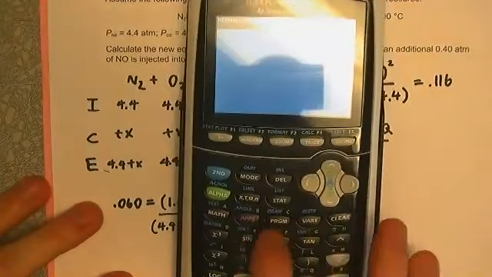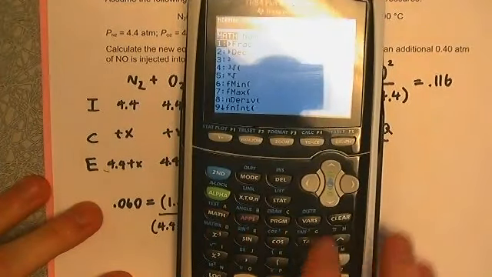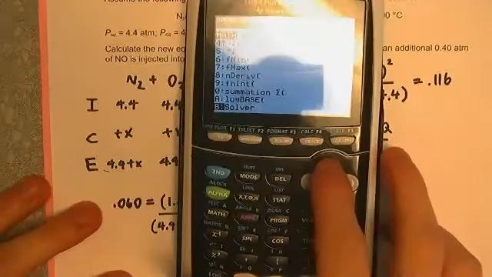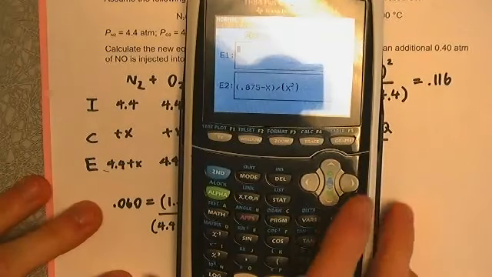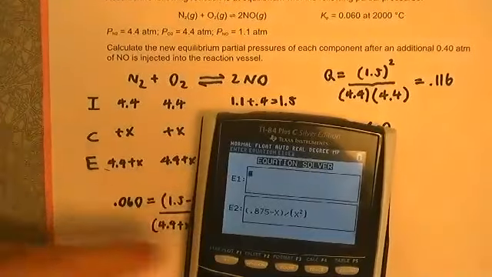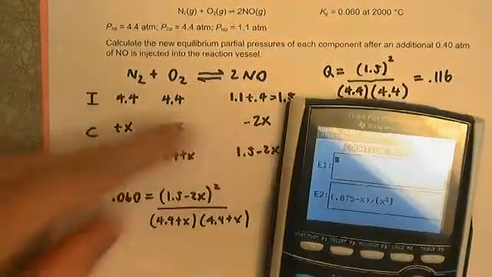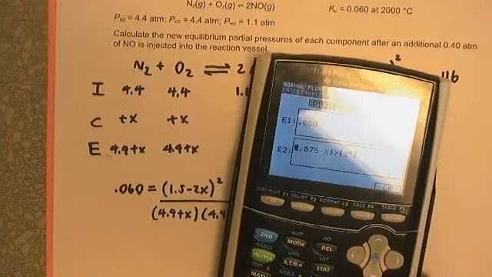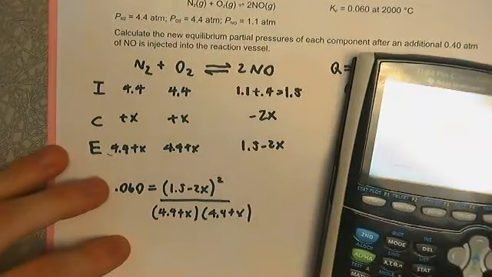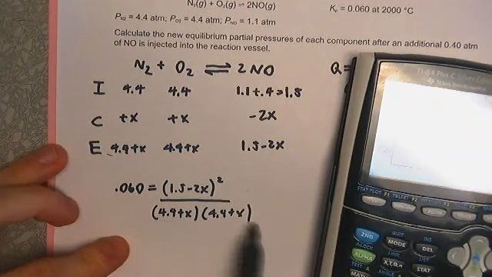So we're going to press the math button, scroll all the way down to the bottom, and it should be option B. It's called the solver. So we have E1 and E2. E1 is always going to be what your K value is, so I'm going to type that in, 0.060. Now E2 is just all of this.